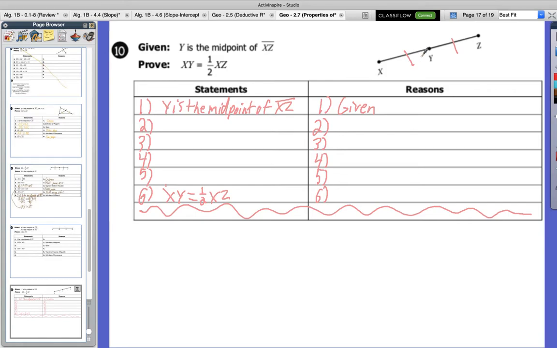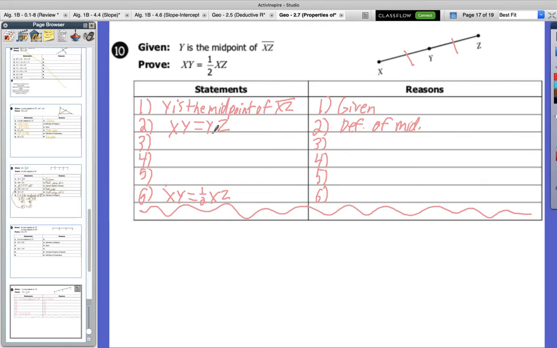Well, if this is the midpoint, we can say that segment XY is equal to measurement of segment YZ. So I'm going to put the measurement of segment XY is equal to the measurement of segment YZ. And I know that because of the definition of midpoint. Going from a lot of words to a lot of math. Definition, in this case, definition of midpoint because it says midpoint.